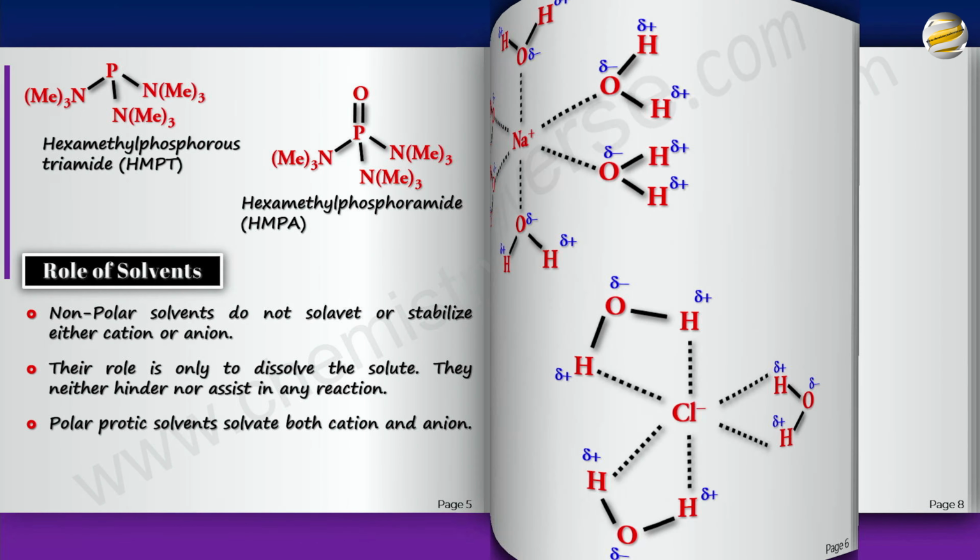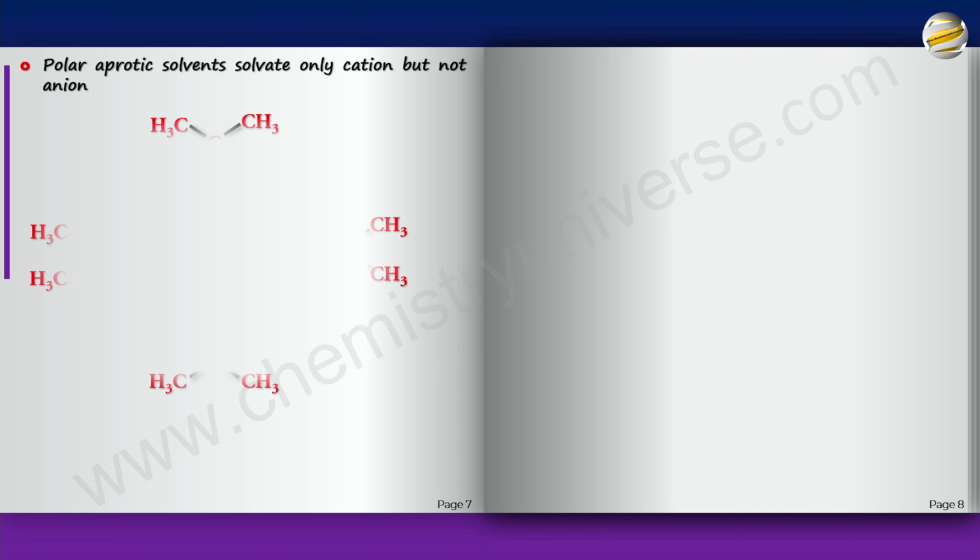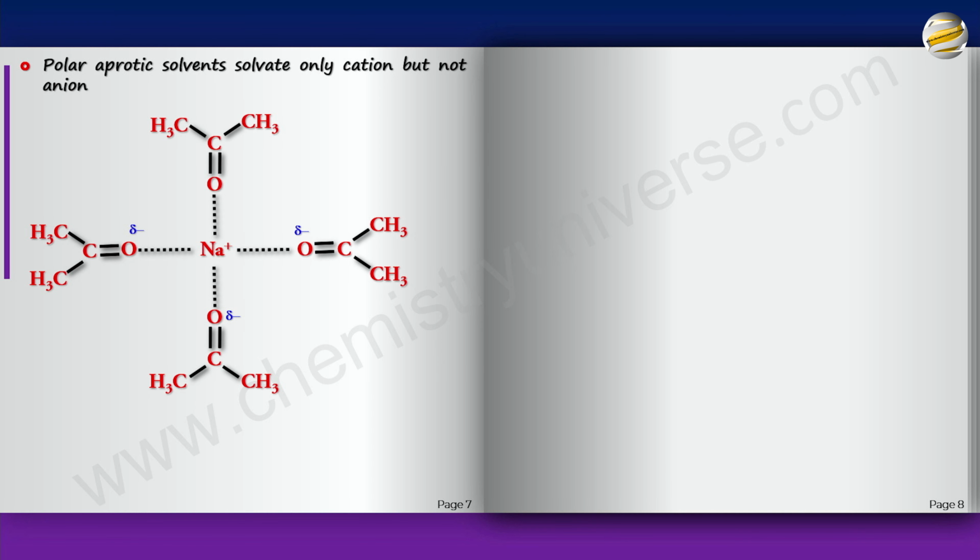Whereas when you take a polar aprotic solvent, it will only solvate the cation, not the anion, because it doesn't have an H that is attached to a highly electronegative element. And therefore, Na+ gets solvated by the O in the case of acetone, but there is no H that is capable of solvating the Cl-.